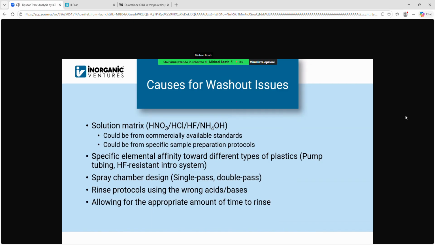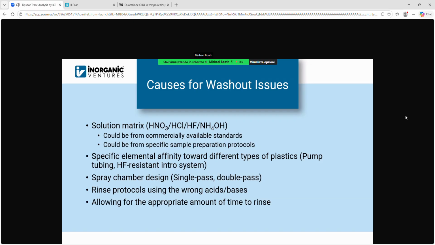A lot of the issues around washout are kind of the same boat. You're introducing a rinse solution that might have an issue with the samples that you're running in between the rinse solution. It can also be an issue of specific elemental affinity towards the plastics. So again, I've mentioned mercury a couple times about how at low concentrations you want to store it in glass. That's because mercury has a strong affinity towards plastics. You can see it stick to the plastic materials of the bottles, but you can also see that happen to the pump tubing in your ICP system.